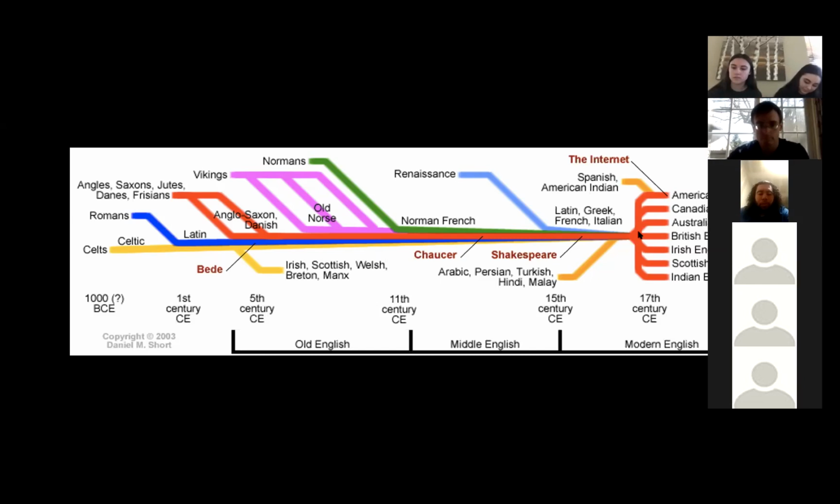And now, of course, with the age of colonialism and the spread of English to the Americas, to Canada, Australia, and all over the place, in India, you have many different Englishes that have evolved from that. So it just shows you the incredible history that can take place in just one language.